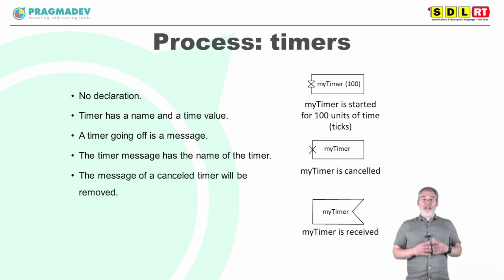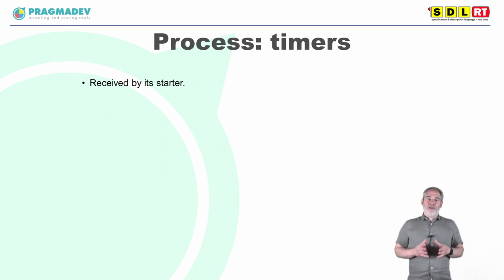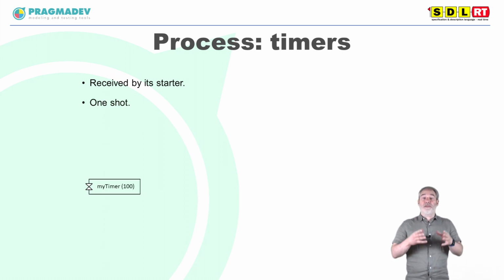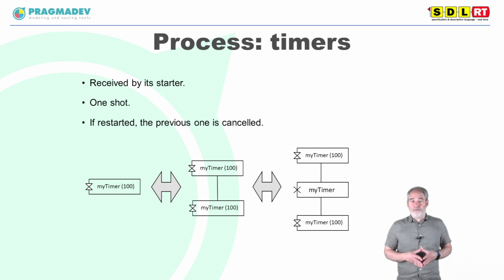When a timer is cancelled, if the corresponding message is already in the queue, it will be removed from the queue. The timer message can only be received by the process that started it. The timer goes off only once. There is no concept of repeat timer. The timer can only be started once. If restarted, the previous one is cancelled. That is ideal for checking a response has been received within a given amount of time.